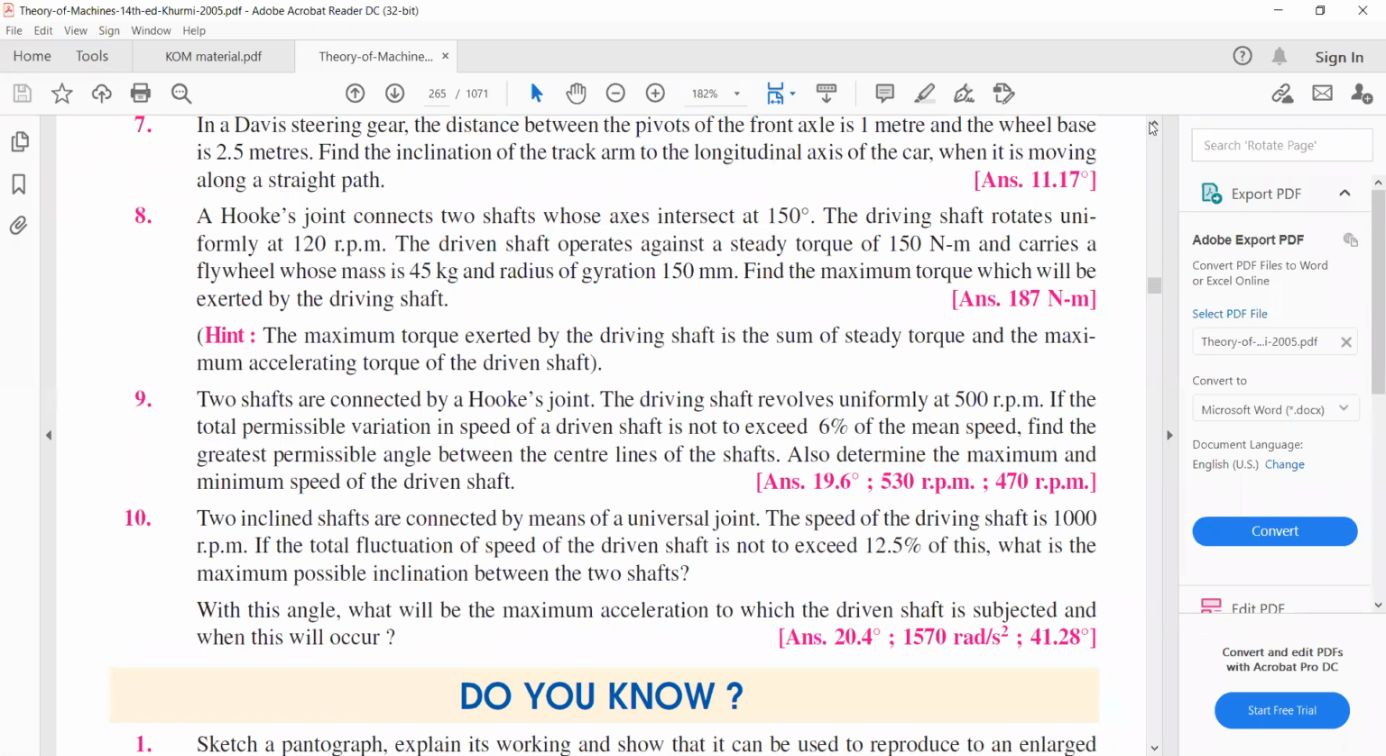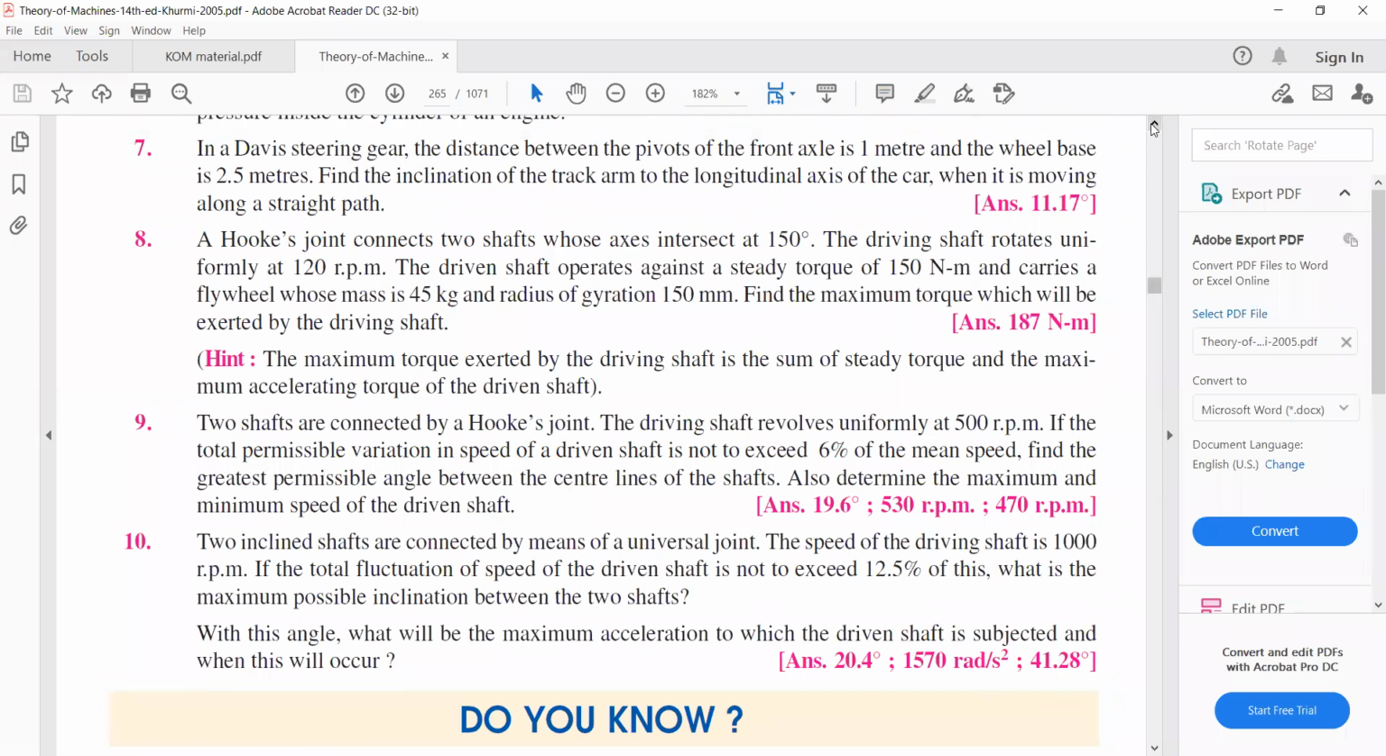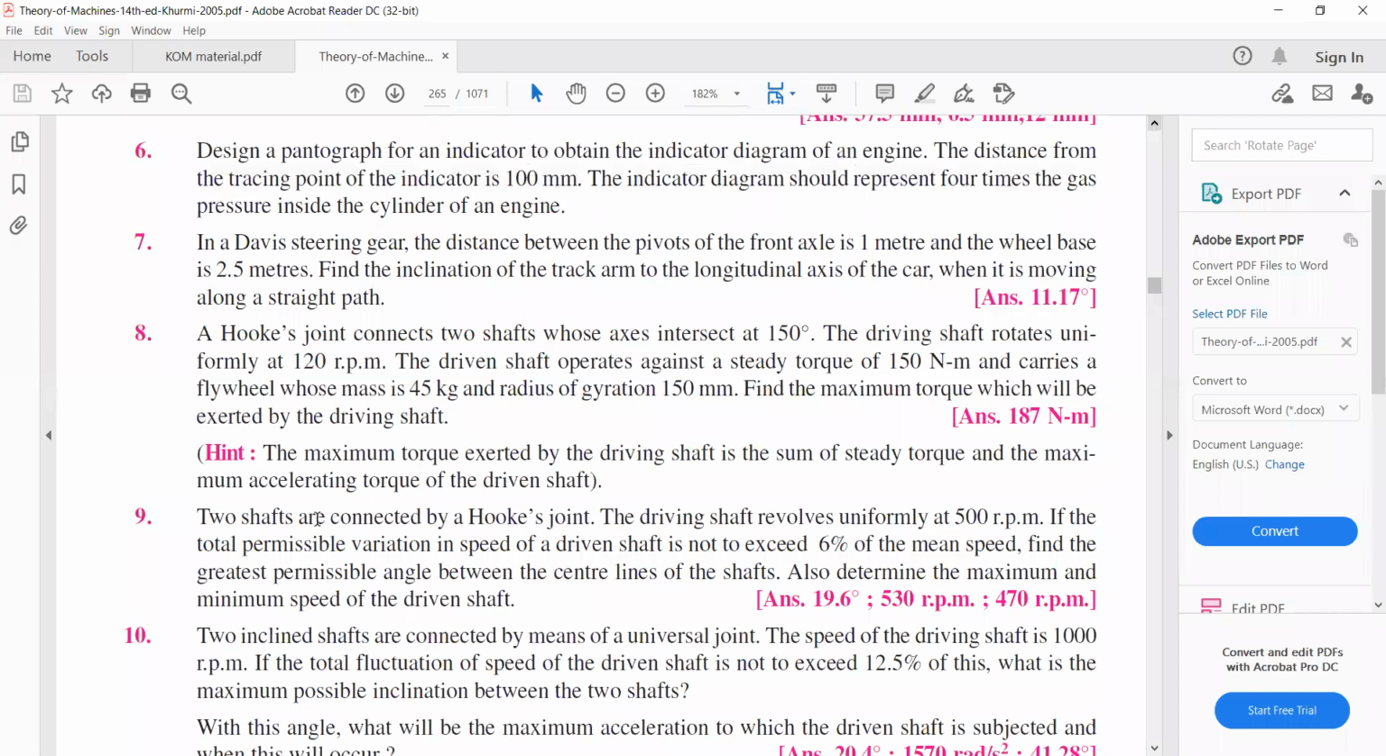Okay, next problem. Observe number 7. You should copy this problem also and practice it. Seventh problem: all of you make a copy and solve the problem.